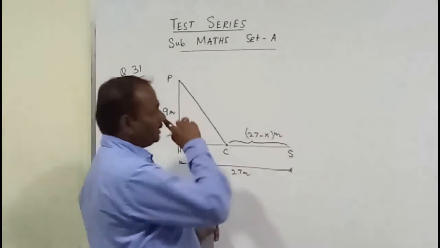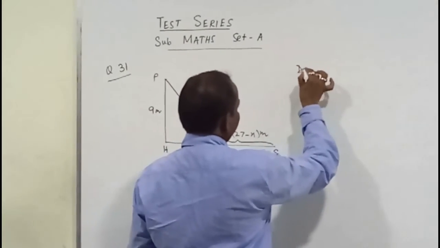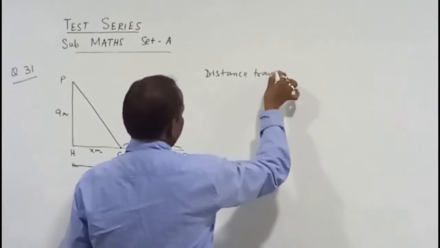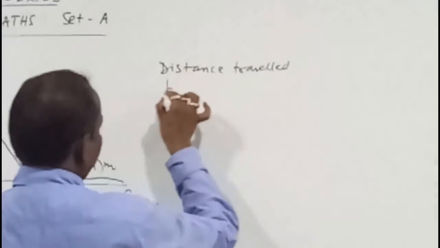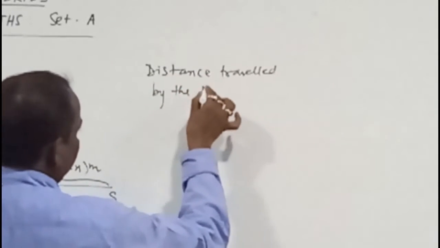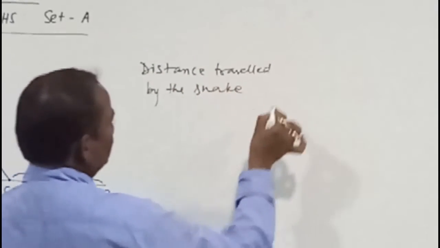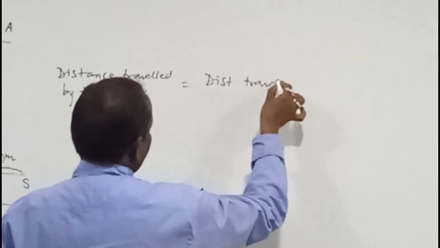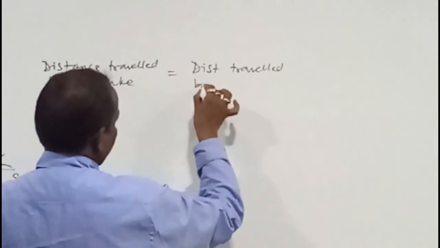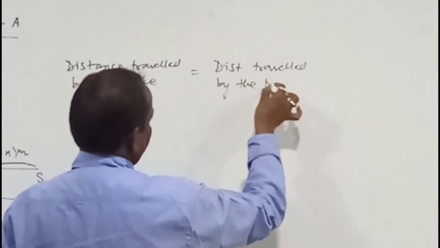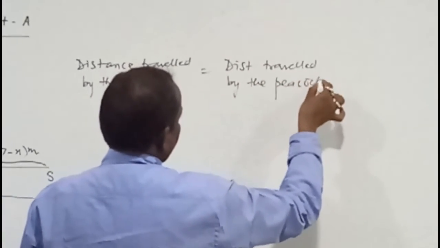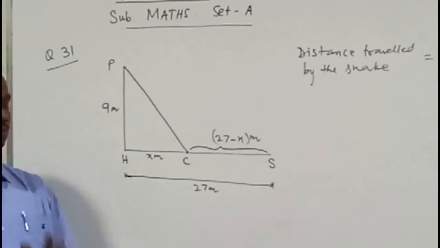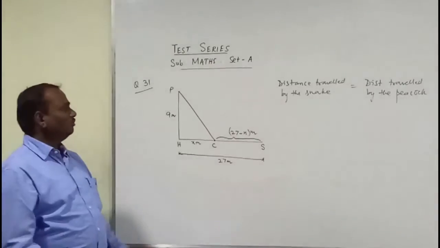So we can say that the distance traveled by the snake should be equal to the distance traveled by the peacock. इसके लिए कोई स्पेसिफिक रीजन की जरूरत नहीं, क्योंकि यहाँ क्लियरली मेंशन है कि दोनों का स्पीड सेम है और दोनों एक समय मूव कर रहे हैं.